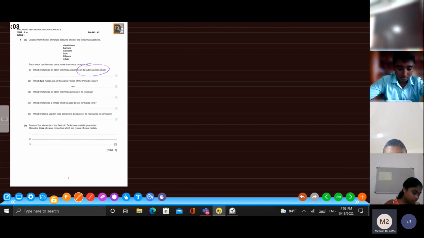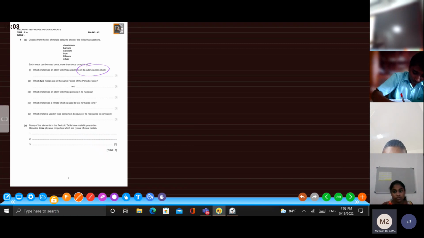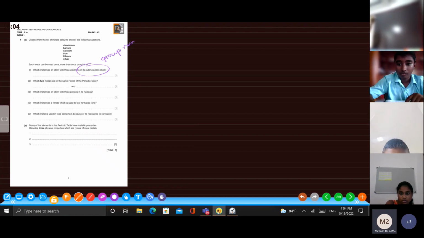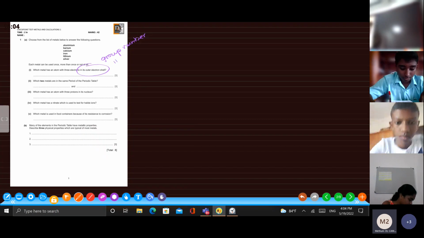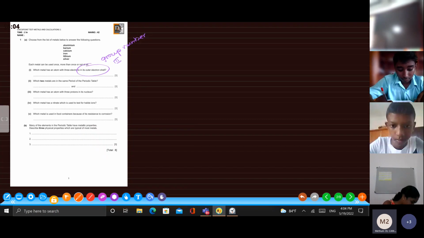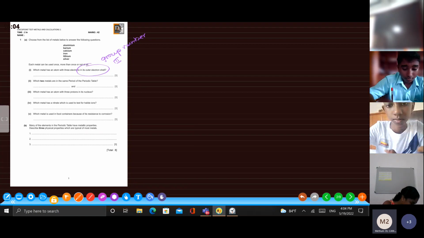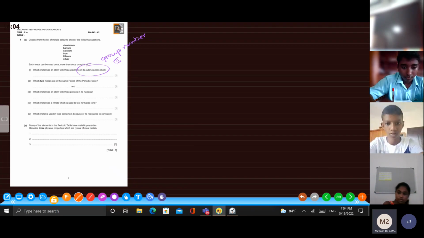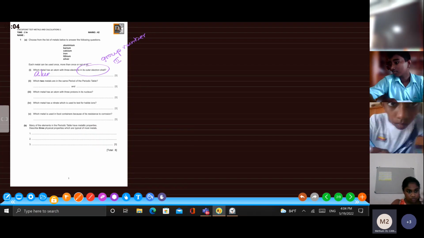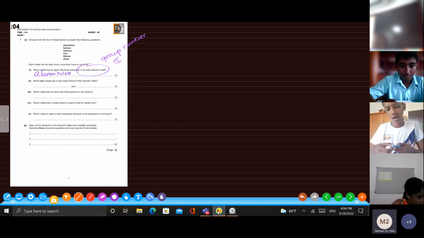Now, aluminum, I know, right? The thing is, I just want to tell you that you don't have to write all the electron configuration of the atoms given here. How do you know that? 3 electrons in the outer shell means it's the group number. So they ask basically what element is in group 3. The number of electrons in the last shell is equal to the group number. Is that clear? That's why the answer is aluminum.